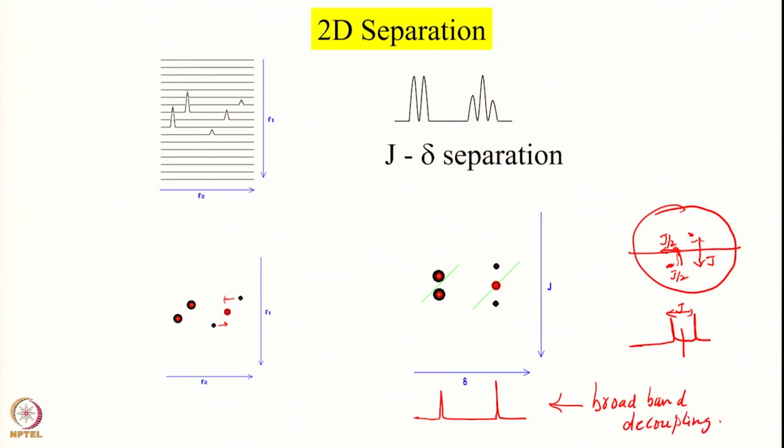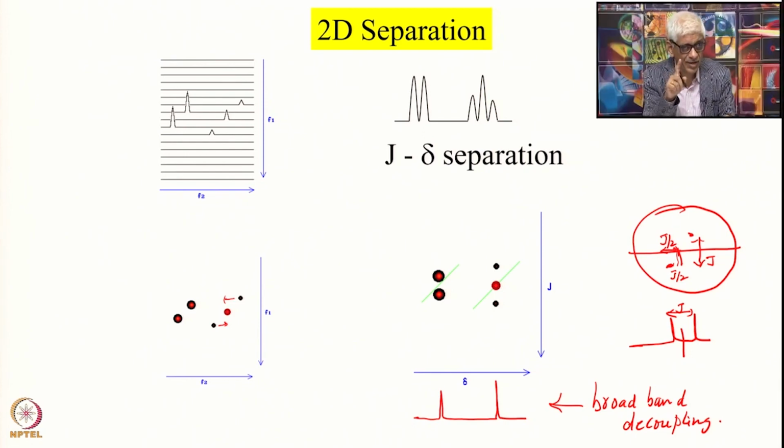The coupling information is removed. Therefore, your lines will get simplified, right? So, your spectrum will get simplified. So, you will have multiplicity removed. So, you will have one line per spin.